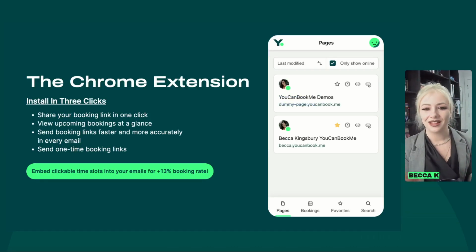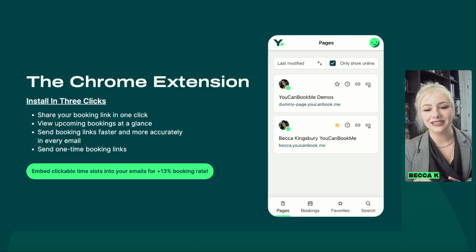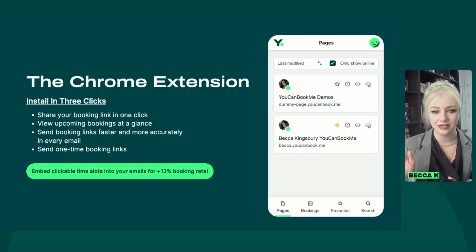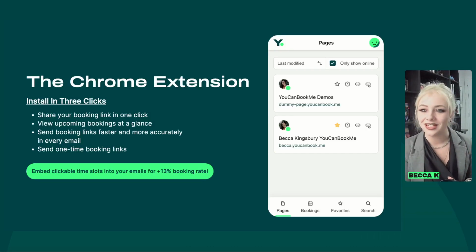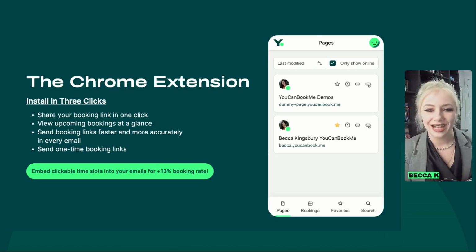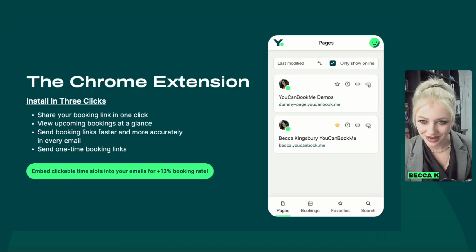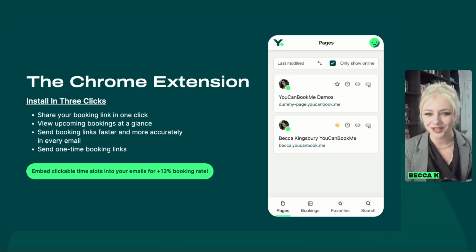Next, Chrome extension. I love our Chrome extension. Oh my gosh, I've got it on every device. In 3 clicks, you can get your Chrome extension installed. It is completely free. Of course, everything today is. But you can access all your booking links in your Chrome extension. You don't need to log into YouCanBookMe every time you need to grab your booking link. Just grab it from the Chrome extension.